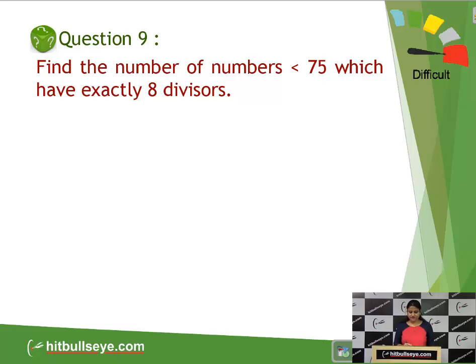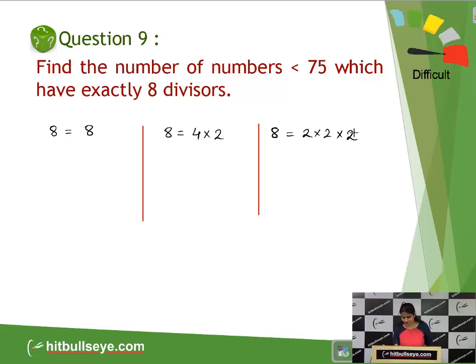Now the next question. It says find the number of numbers less than 75 which have exactly 8 divisors. Now this is a difficult question. As we know that 8 can be written as either 8, or it can be written as 4 into 2, or it can be written as 2 into 2 into 2. These are the only 3 possibilities to write 8.